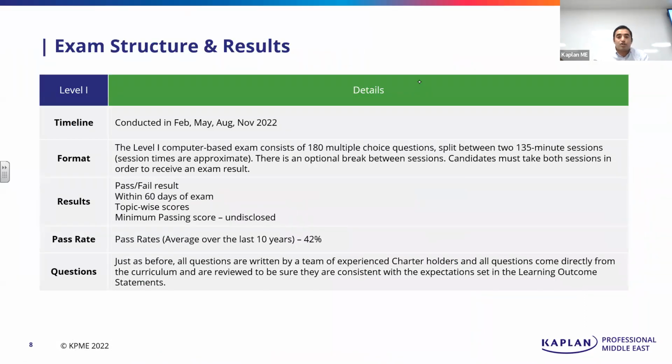Then exam structure. I think this is something that we have already spoken about. Level 1 exam is done 4 times in a year, level 2 3 times, level 3 2 times. So level 1 is going to be done in Feb, May, August, November. And this is how it is going to be for 2022, 2023 and so on. There are 180 multiple choice questions.